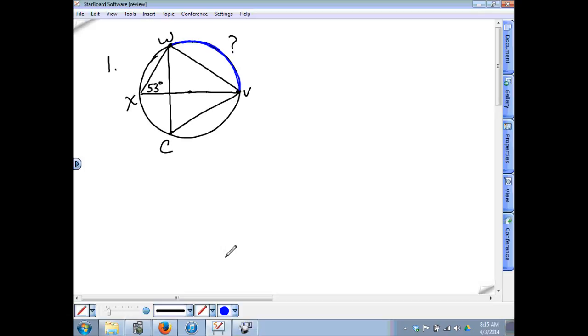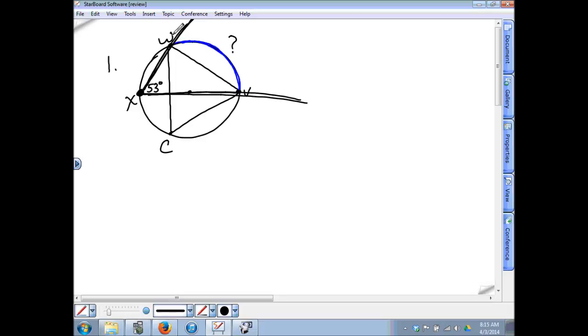There's all these lines on here to distract you. We really don't need all these lines. We have this angle right here. Consider this angle. That angle is 53 degrees. Now you have to consider what kind of angle. We learned about two different kinds of angles, inscribed and central. You guys tell me which one this is, inscribed or central. Inscribed. The vertex is on the outer edge of the circle.